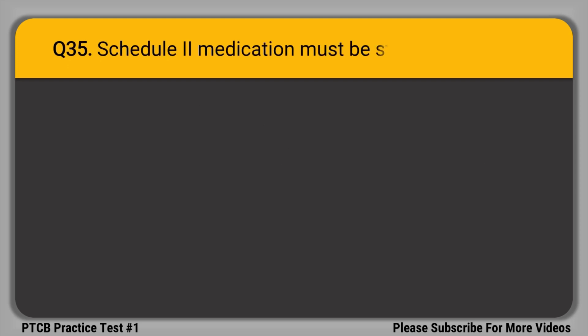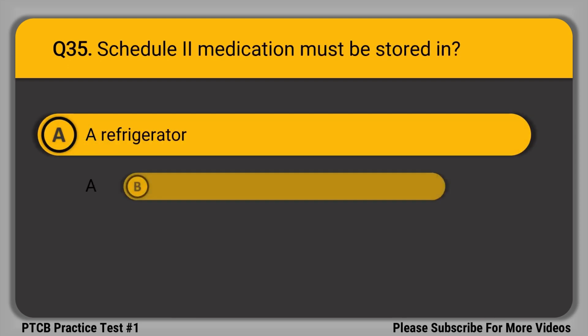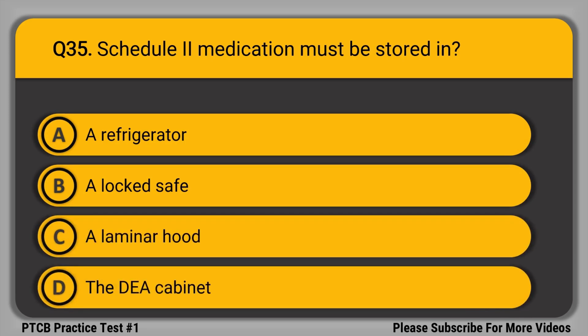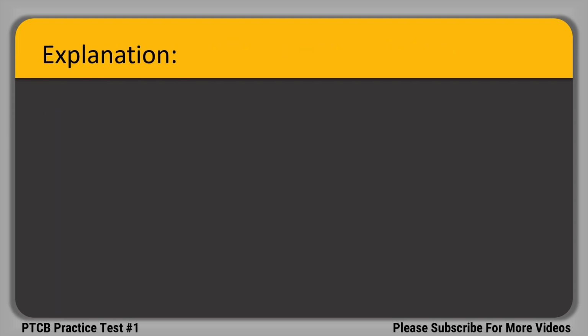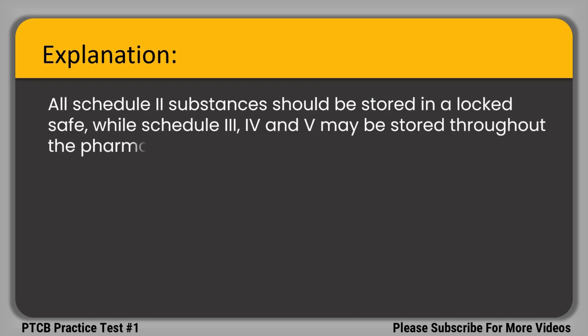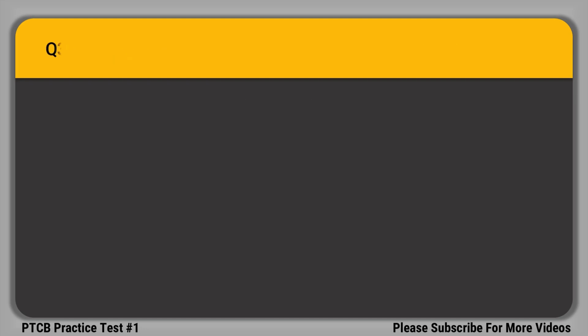Question 35. Schedule II medications must be stored in A. A refrigerator. B. A locked safe. C. A laminar hood. D. The DEA cabinet. B. A locked safe. All Schedule II substances should be stored in a locked safe, while Schedule III, IV, and V may be stored throughout the pharmacy.